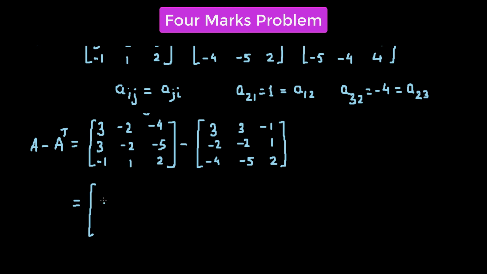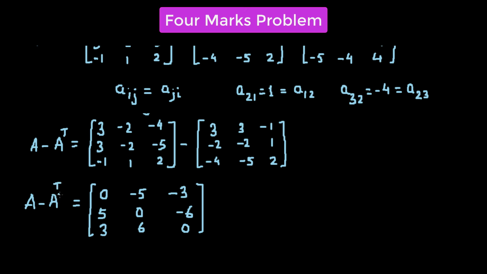So 3 minus 3 is going to give us 0. Negative 2 minus 3 is going to give us negative 5. Negative 4 minus negative 1, so this is negative 4 plus 1, which is negative 3. 3 plus 2 is 5. Negative 2 minus negative 2, which is plus, negative 2 plus 2 is 0. Negative 5 minus 1 is negative 6. Negative 1 plus 4 is positive 3. 1 plus 5 is 6. And 2 minus 2 is 0. So this is our A minus A transpose.